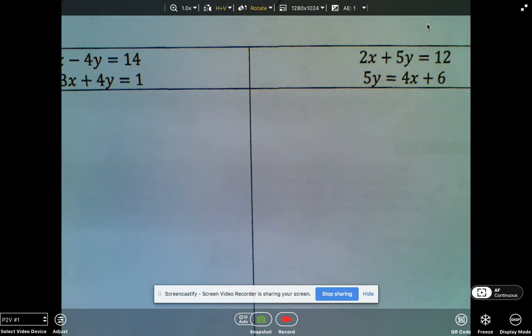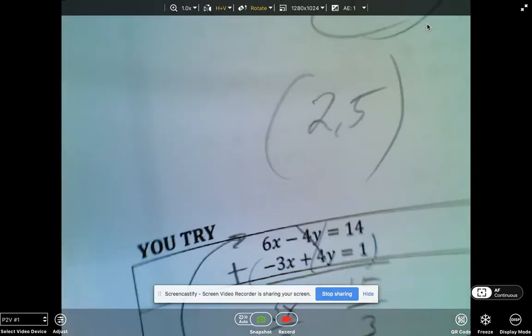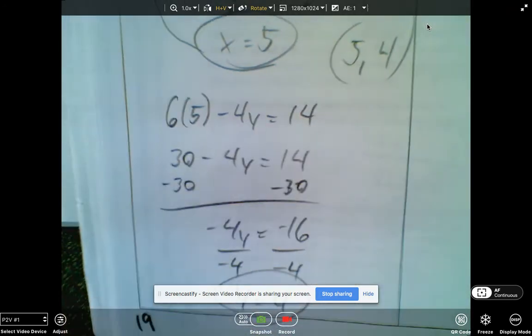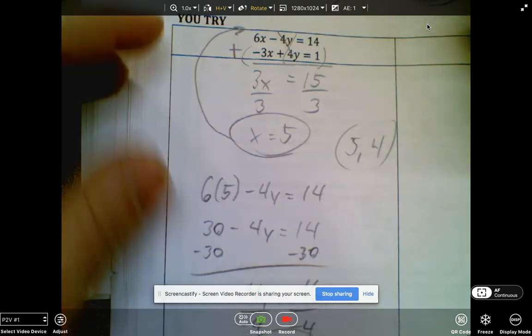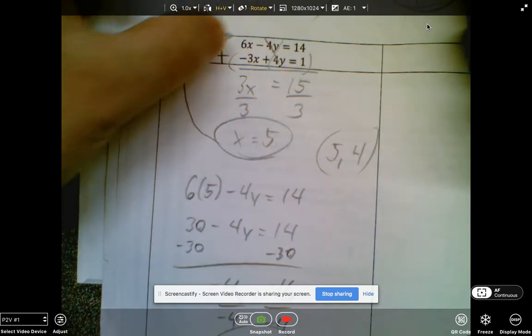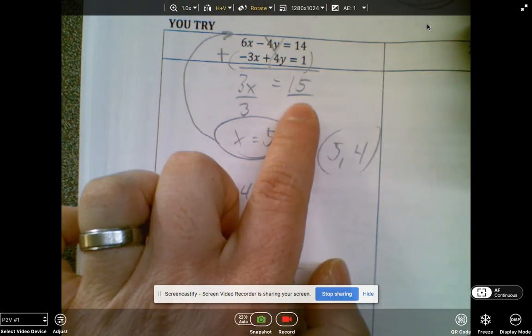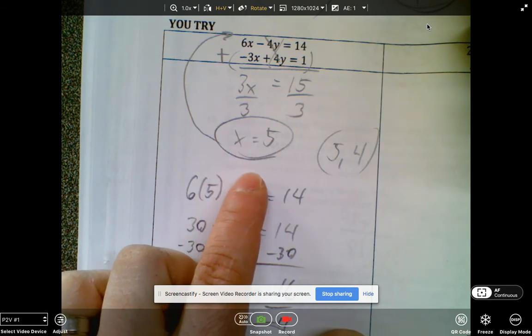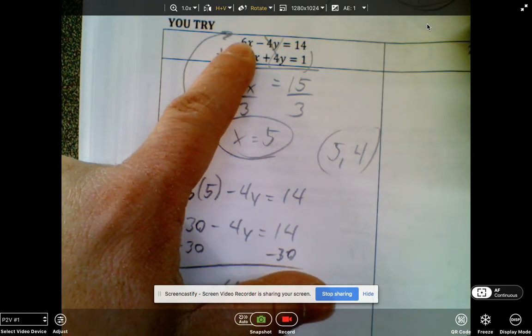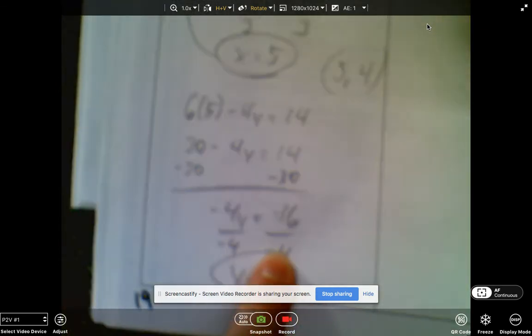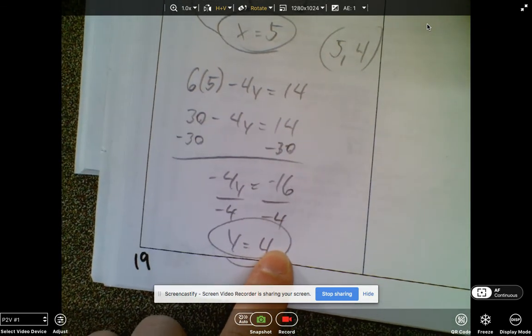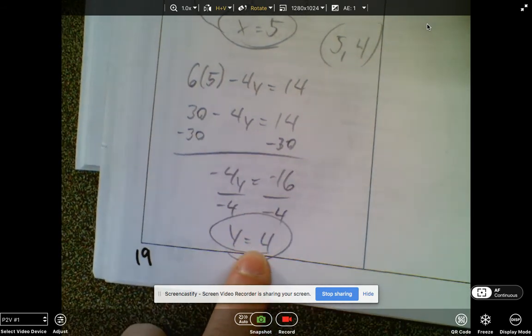All right. Could someone tell me what you got for number 19? Yep, 5, 4. So if you look at my work here, did I say 19 for the first one? I don't know where I got 19. So you use addition. You're left with 3x equals 15. Divide each side by 3. x equals 5. Back sub it in here. 30 minus 4y equals 14. Minus 14, you get minus 30. You get -16 divided by -4 is 4.